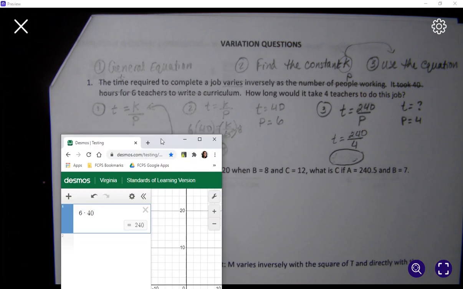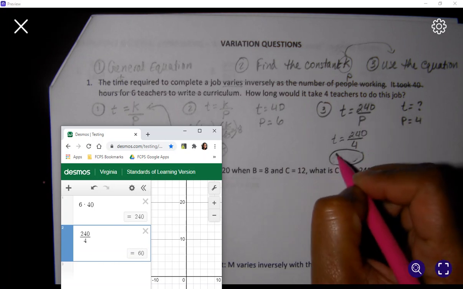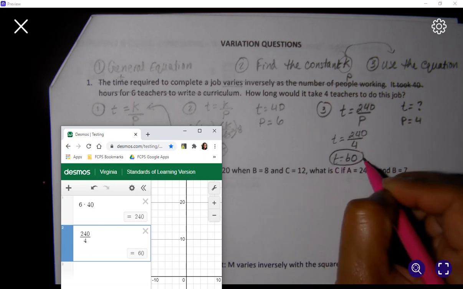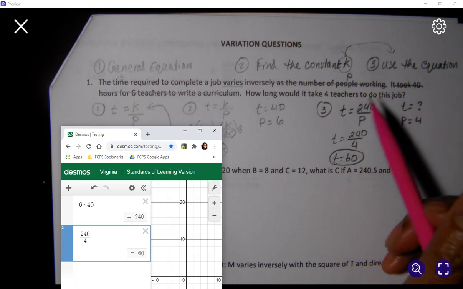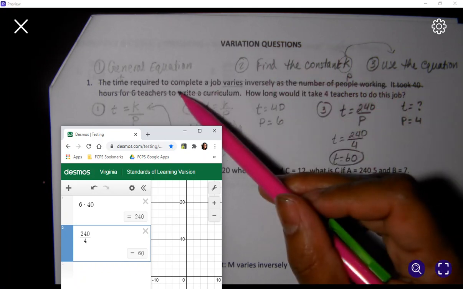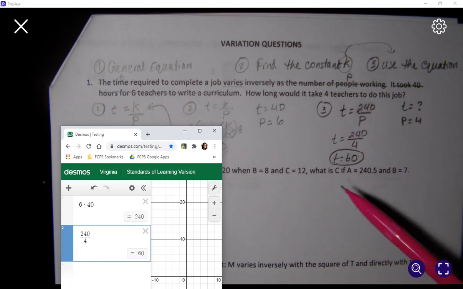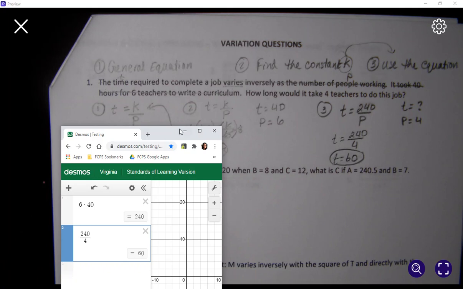So now what is 240 divided by 4? 240 divided by 4 is 60. So time equals 60 hours. Now that makes more sense, right? If it took 40 hours for 6 teachers to do it, then it will take them 60 hours for 4 teachers to do it, because the number of people went down. Okay?